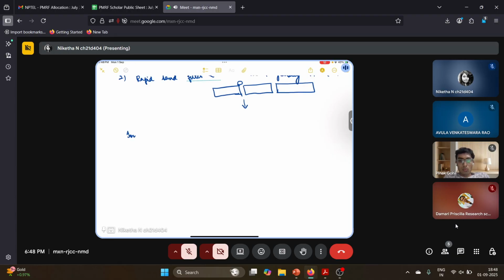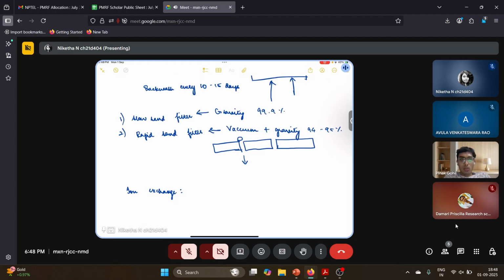Then comes ion exchange. Ma'am, slow sand filter is energy efficient. Yeah, that is also there. It requires less energy, but the disadvantage of the rapid sand filter is that we are using vacuum and that requires external energy. Yeah, right. So let me finish.